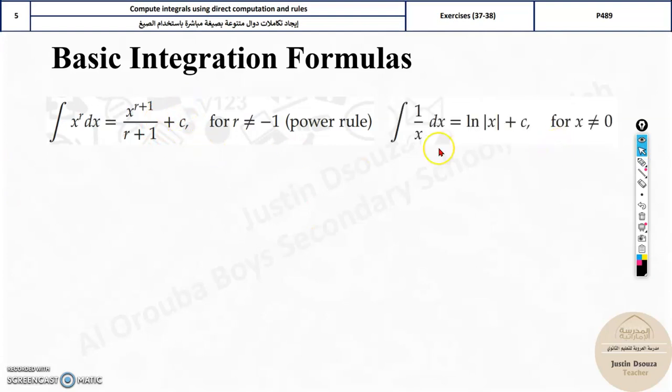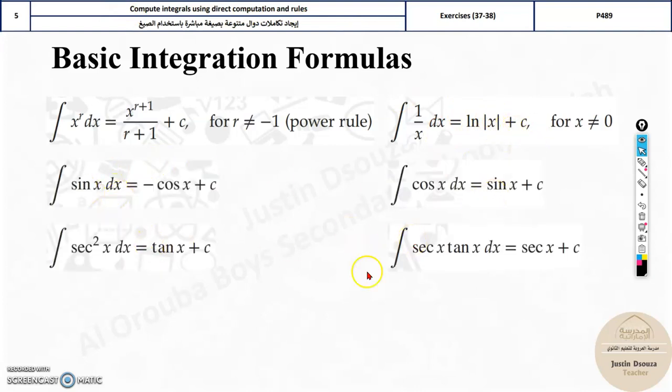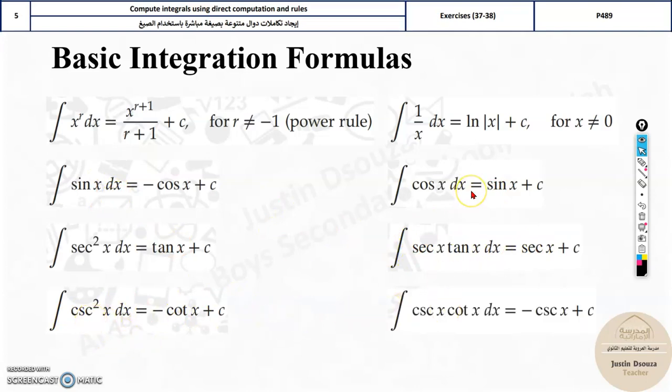And now few of the basic formulas, 1 by x dx. See, it's like opposite to what is derivative. If you have remembered the derivative formulas, then these integral formulas will be easy because they are similar to it. 1 by x dx is natural logarithm magnitude of x plus c. Now sine, cos, secant, and tan, and cosecant square, and cosecant and cot, they are similar to the derivatives, but there is few things you must remember.